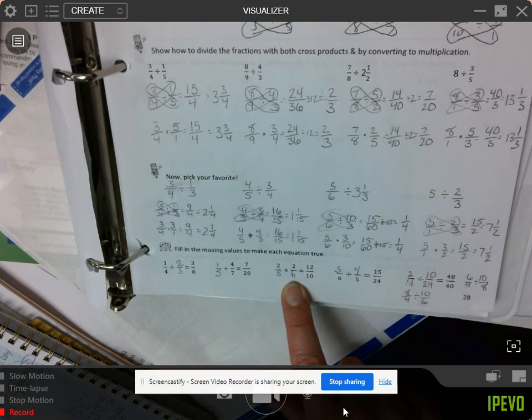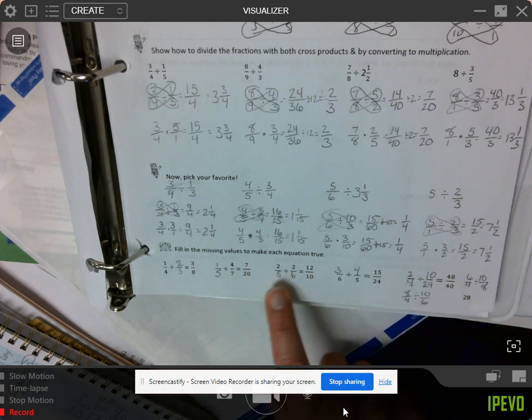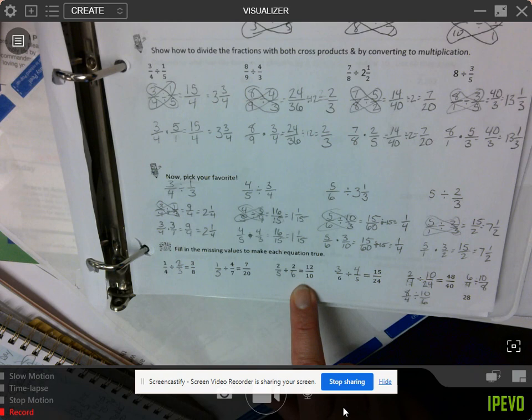Madison? You have to have the answer correct. So how did you put it? Did you have a 5 on the bottom and then the 6 on the bottom?